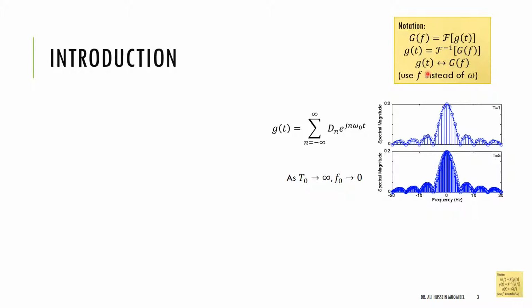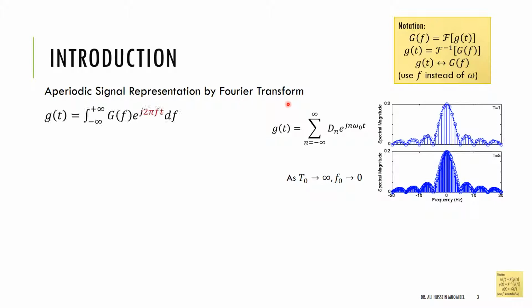Sometimes we use omega, the angular frequency, or f, measured in hertz. And of course you have to be careful when you use one or the other. So a non-periodic signal is usually represented by Fourier transform. Now, if you compare the equation of this Fourier series with the following transform, you can see that they are very much the same, except in the continuous domain we use integration instead of summation, and then we are just using 2 pi f to represent omega.